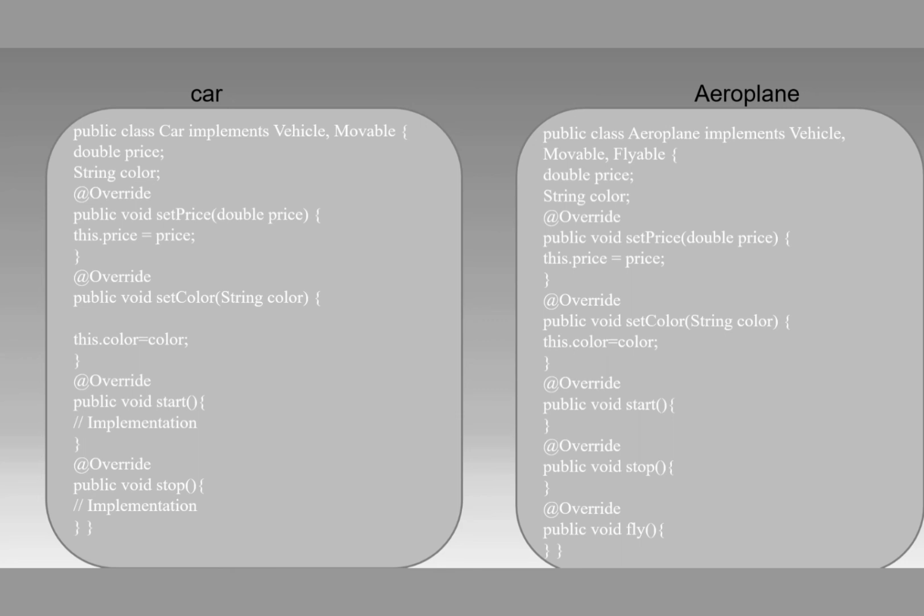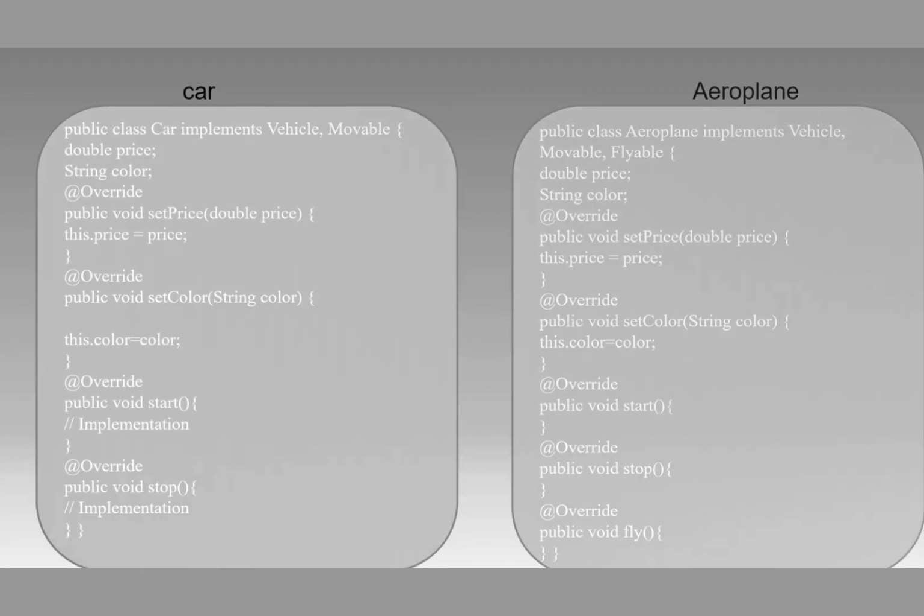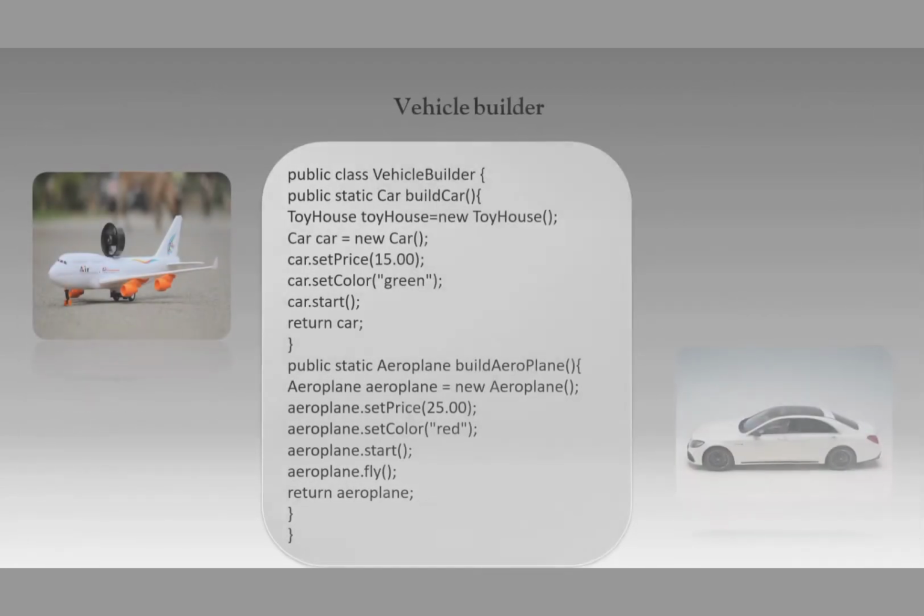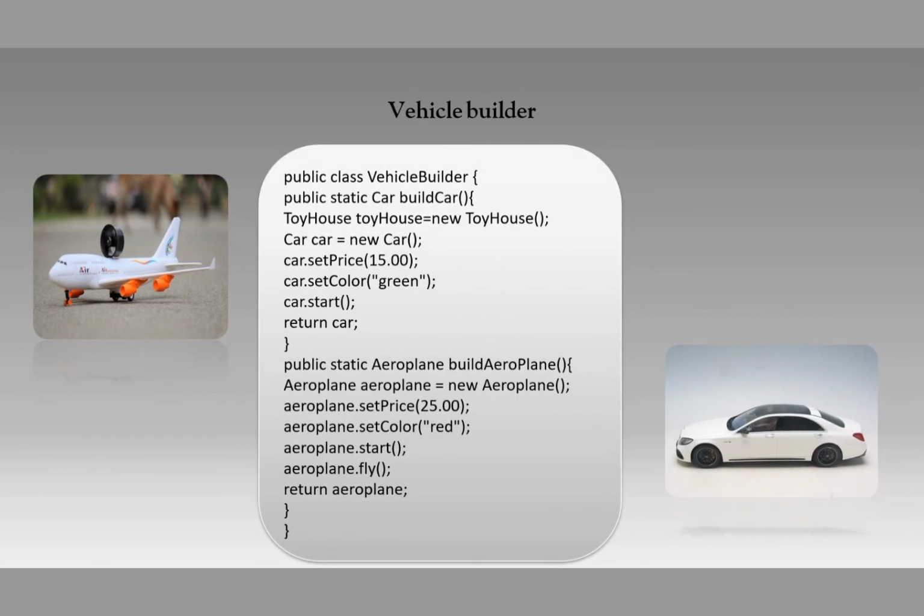Now the class implements only the interfaces it is interested in, and this helps to remove the unnecessary code. The implementation of the car class and the aeroplane class is presented here.